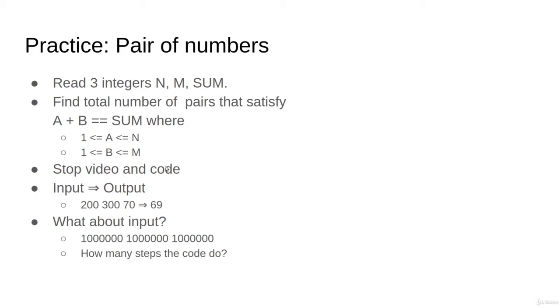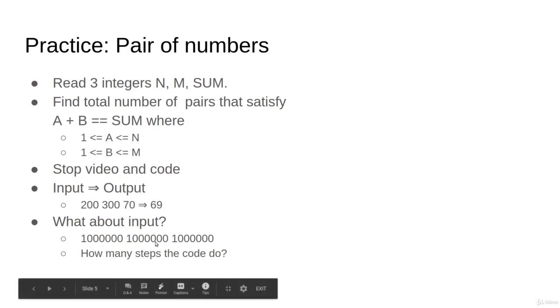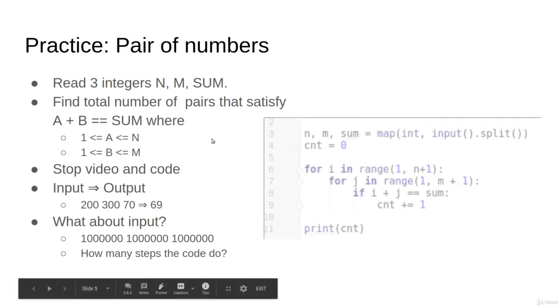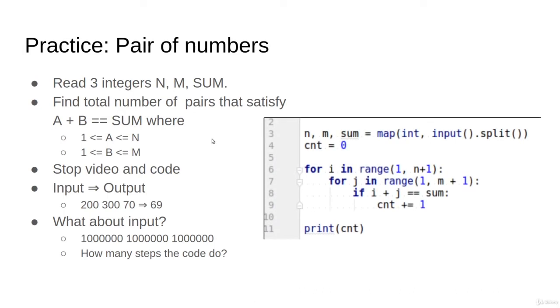Try to stop the video and code it. Here is one test case to verify your output, and after you solve it, I would like you to try this big test case. So this problem can be solved with nested for loops. We are going to read the 3 integers here, and then we will for loop over i, which corresponds now to a, from 1 to n plus 1, which is 1 to n, and j from 1 to m. Now we satisfied these 2 conditions.